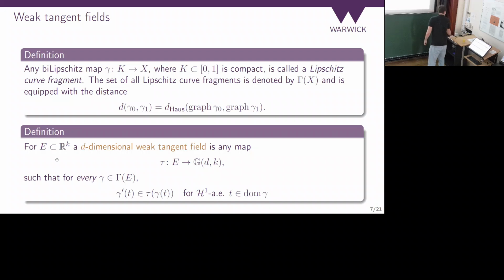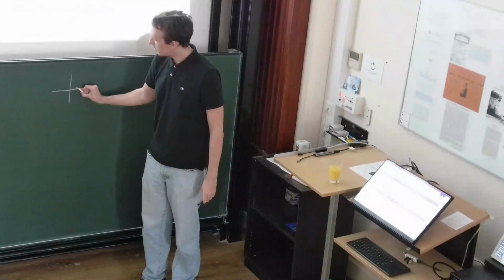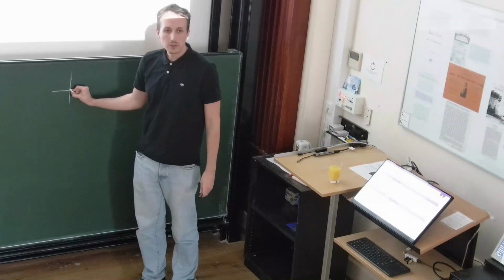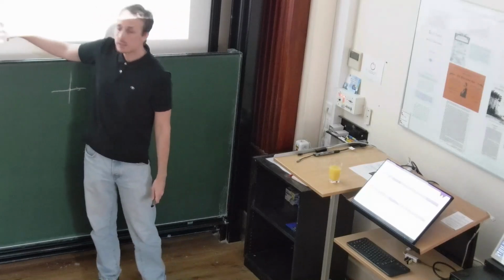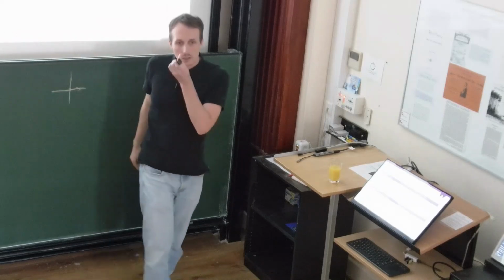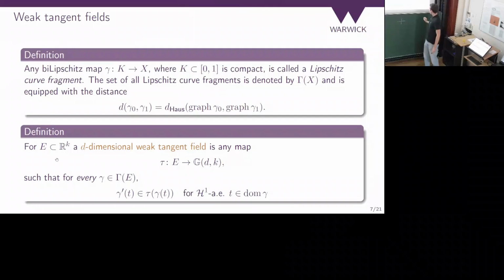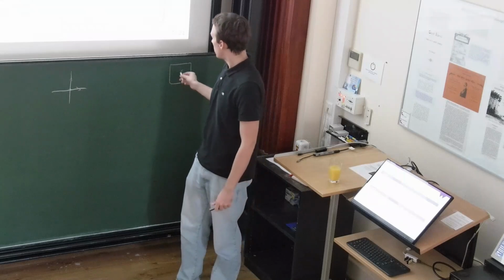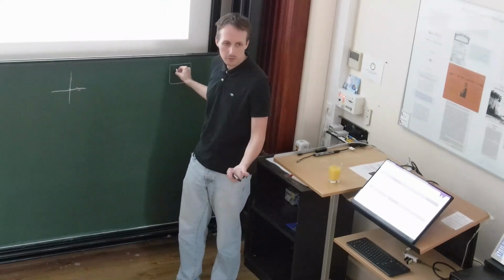An example, a set like this has a one-dimensional weak tangent field. Because on these points you take this copy of R, and on these points you take this copy of R. Of course that doesn't work here, but that's just one point. So it's a null set on any curve. This set, the square, has a two-dimensional weak tangent field. You need to attach all of R^2 at most of the points. You can maybe take a point where you attach something smaller, because it's just one point, it doesn't matter.